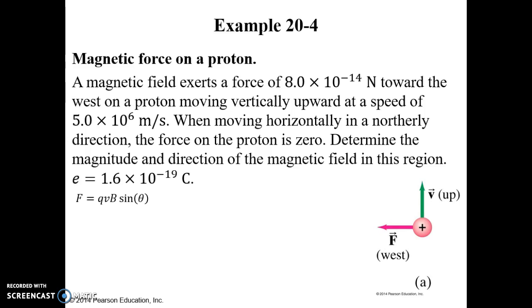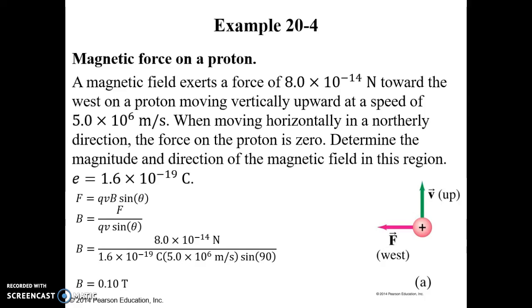We'll start off with our new equation. We'll rearrange the equation to solve for the magnetic field and plug and chug to get 0.10 Tesla.